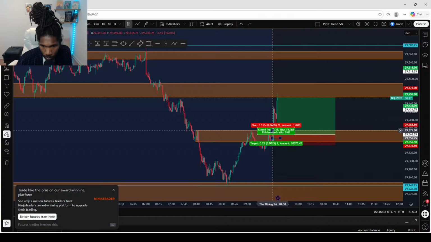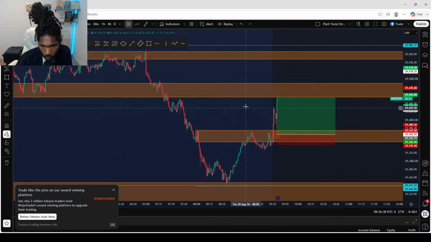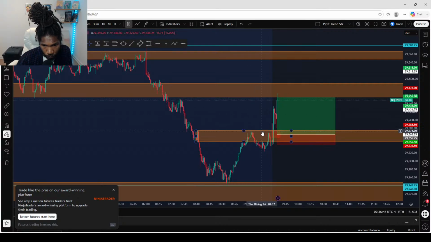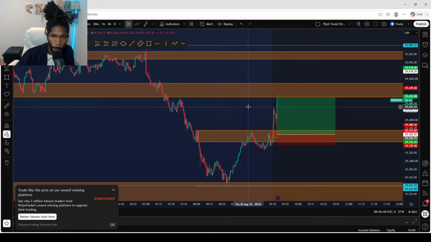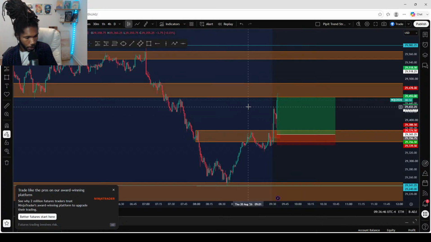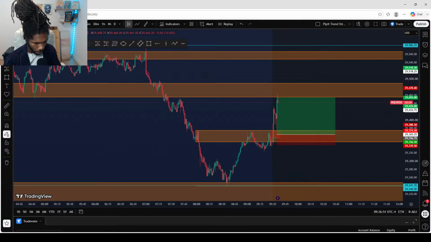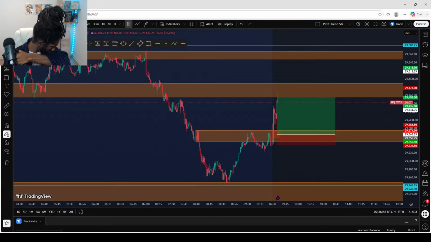But yeah, that was a nice little wick off at the top of this zone to reach the zone straight to the top. That was vicious. Look at that candle. That's crazy. We could have been in that right there. That would have recouped our loss already and then some.